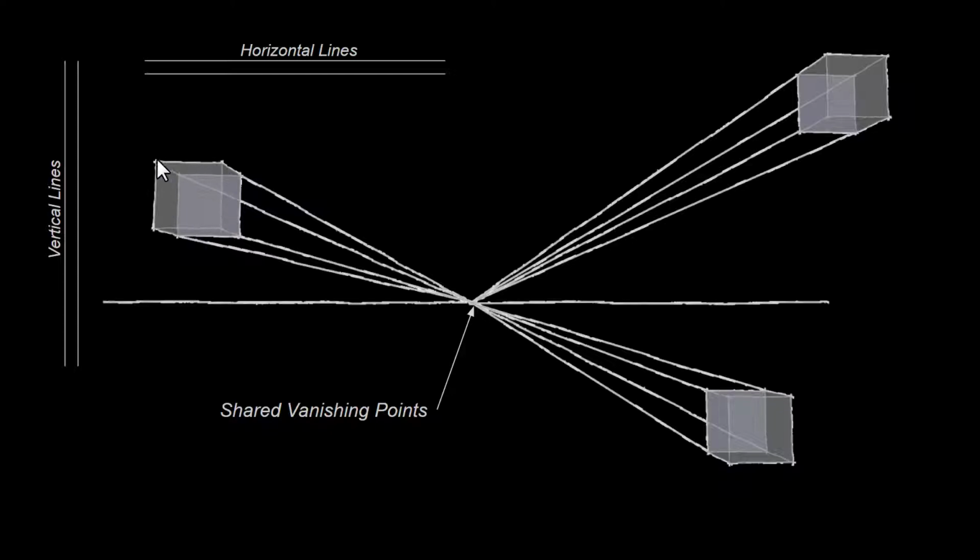These are parallel to the composition frame or the picture frame, right? That's what makes it 1 point perspective, is because these aren't vanishing at all, but only these parallel points are vanishing. So let's look at some examples of 1 point perspective.